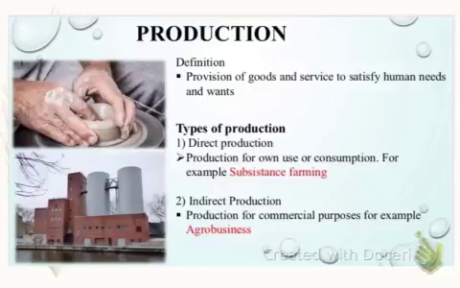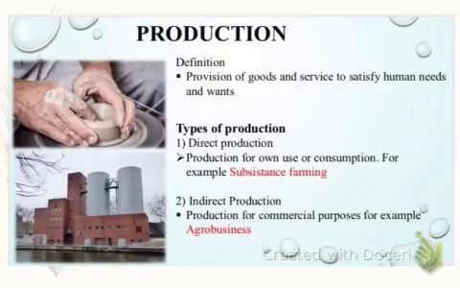Production is the provision of goods and services to satisfy human needs and wants. There are two types of production. Number one, direct production. This is the provision of goods and services for own use or consumption. For example, subsistence farming practice in communal lands in rural areas.